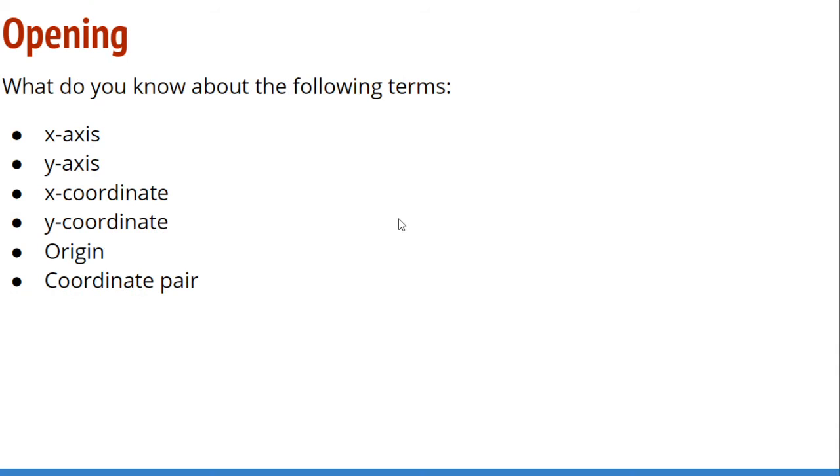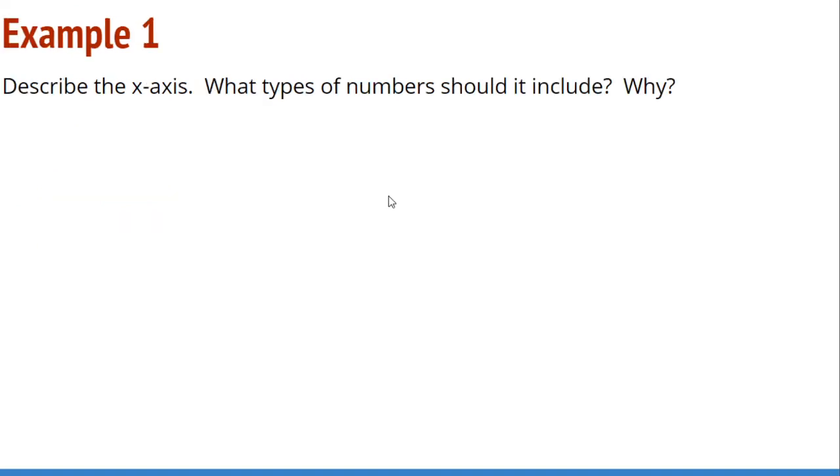So pause for a moment and ask yourself, what do you know about each of the following terms? Maybe write yourself a little description, or maybe draw a picture and label these things. We will be talking about each of them as we go through the lesson. So describe the x-axis. What types of numbers should it include and why?